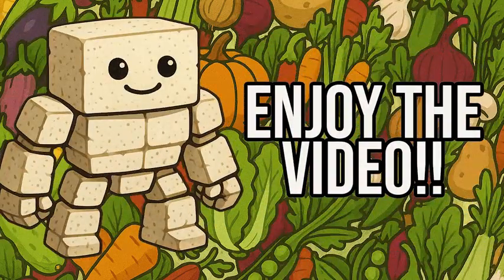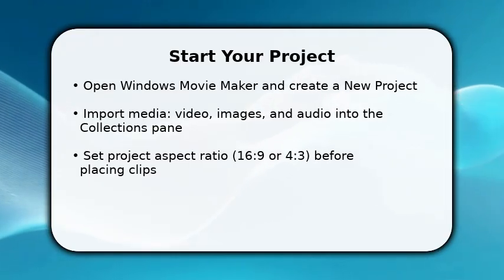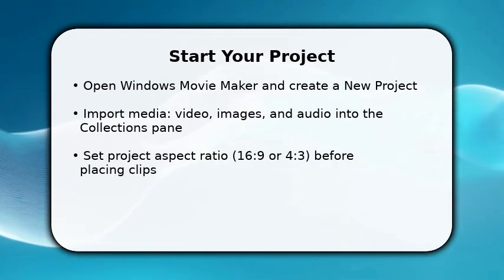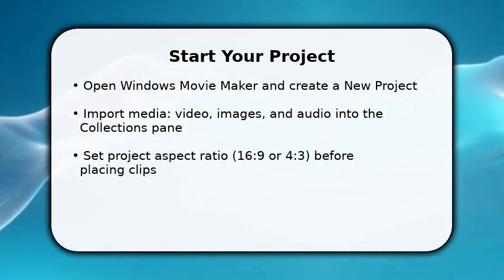Please enjoy the video. You begin by launching Windows Movie Maker and creating a new project right away. Import your clips and audio into the Collections pane so everything is available. This prevents interruptions later. Once done, drag a primary clip onto the timeline to anchor the edit and set the project aspect ratio to 16:9 or 4:3 depending on delivery. This ensures clips don't get cropped.